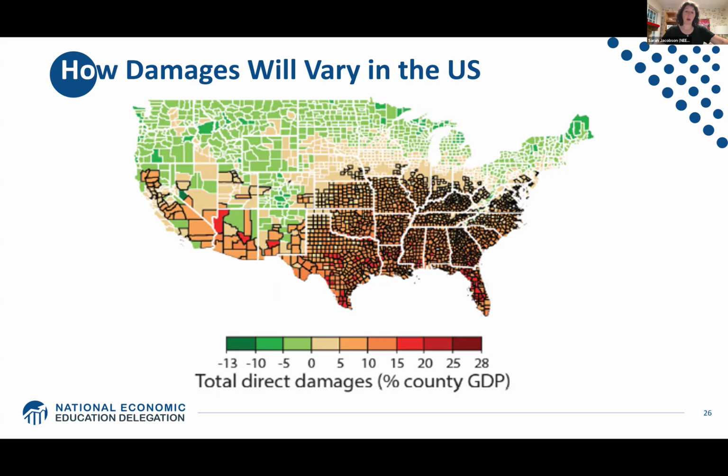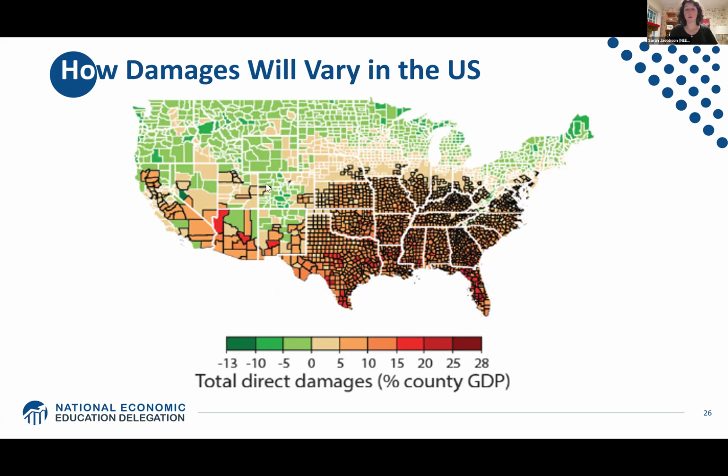I have some thoughts about it that I'll share in a moment. But what you see here is that every place that has yellow, orange, or red is a county that is expected to have positive damages, so to be hurt by climate change, while the places that have green shading are places that have negative damages. So what does it mean to have negative damages? It means that actually you benefit from climate change.